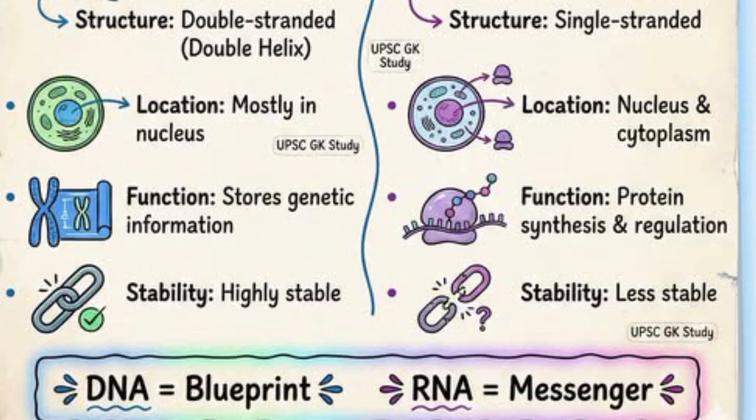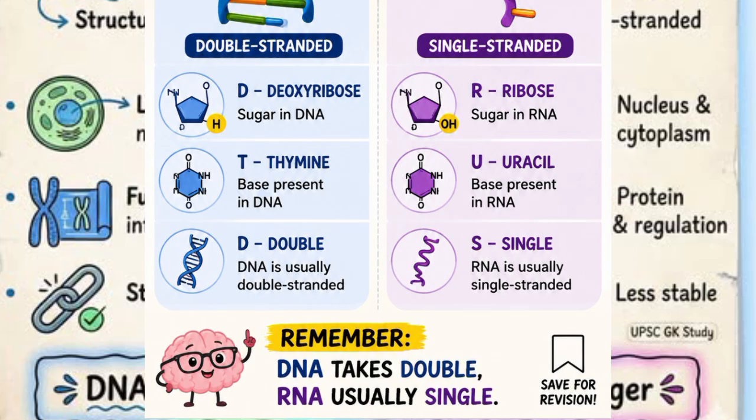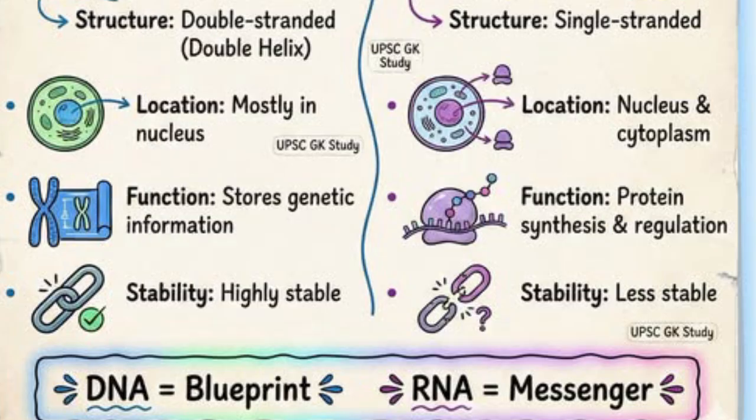And now let me give you a memory trick, or you can say mnemonic, to remember the difference between DNA and RNA. For DNA: D, D, double. D for deoxyribose, T for thymine, and double stranded. This is the major difference. And for RNA: ribose sugar, R, U, usually single. R for ribose, U for uracil, usually single stranded it is. So this is the memory trick.